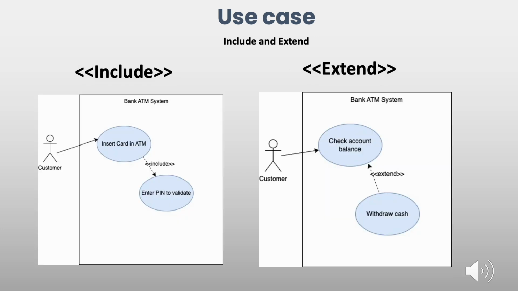In this slide, I have created a use case diagram for include and extend relationships with the same draw.io tool. Here in the include relationship, we can see the customer wants to operate with an ATM card. So he has inserted the card. Now he needs to enter the PIN to validate the card. So these two are the include relationship. In the extend use case diagram, the customer checks the account balance and then he may or may not withdraw the cash. So this is the extend relationship.